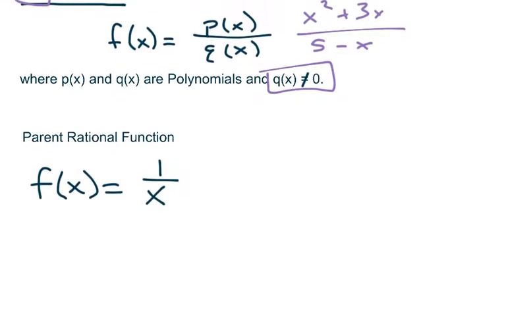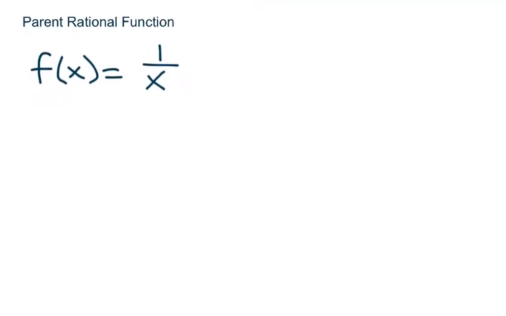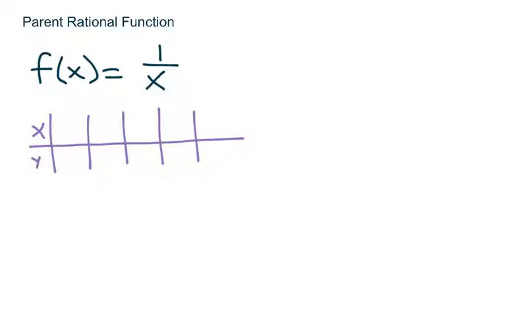Okay, so with rational functions, the parent rational function is f of x equals 1 over x. So if we were to graph the parent function 1 over x, let's figure out what this thing would look like. So if we have x, we'll have y. I'm going to use 6 values here for my x's. My x values are going to be -3, -2, -1, +1, 2, and 3. Now, I skipped 0 for a specific reason, because if I use 0, then I've got 0 on the bottom, and that's not possible. So I'll write this off to the side.